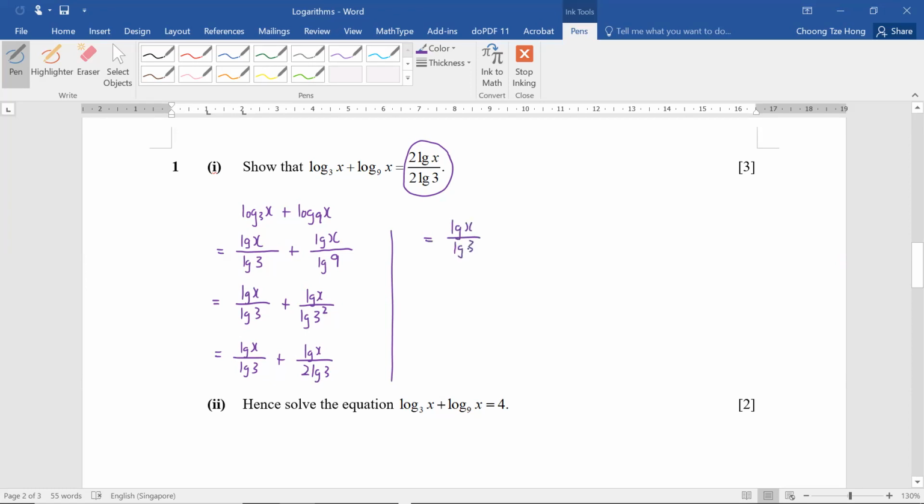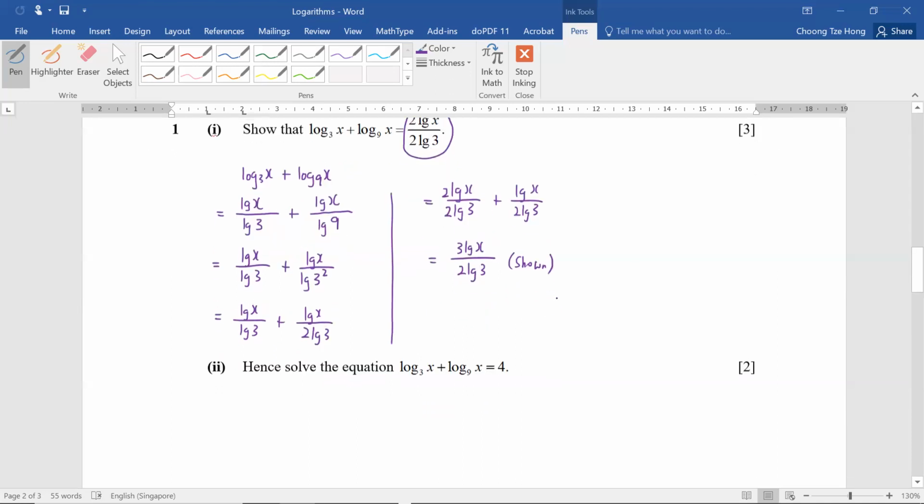On this right side is 2 log 3. So in order to combine two fractions, I need both of them to be 2 log 3. So I will put a 2 here and a 2 here. Now both are 2 log 3, and you have 2 log x plus log x, which gives 3 log x. And we have shown it already. We have gotten from the left hand side to the right hand side. So we show.